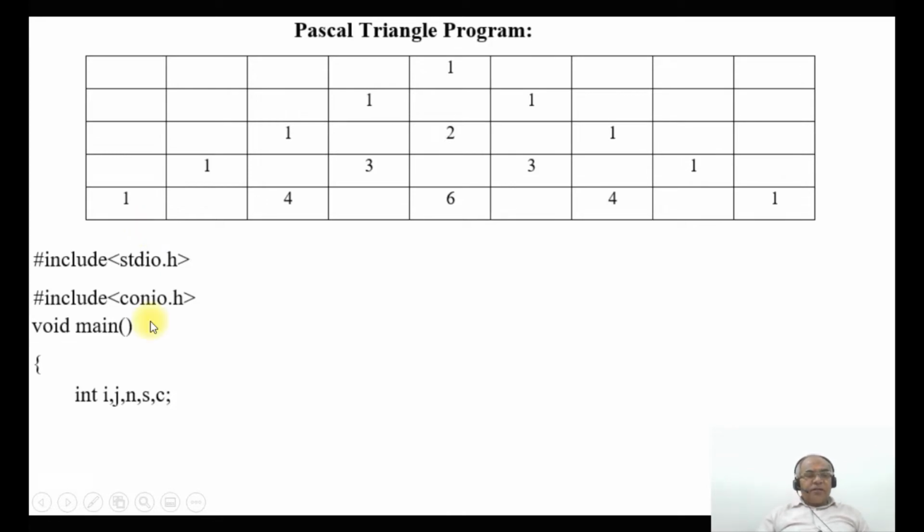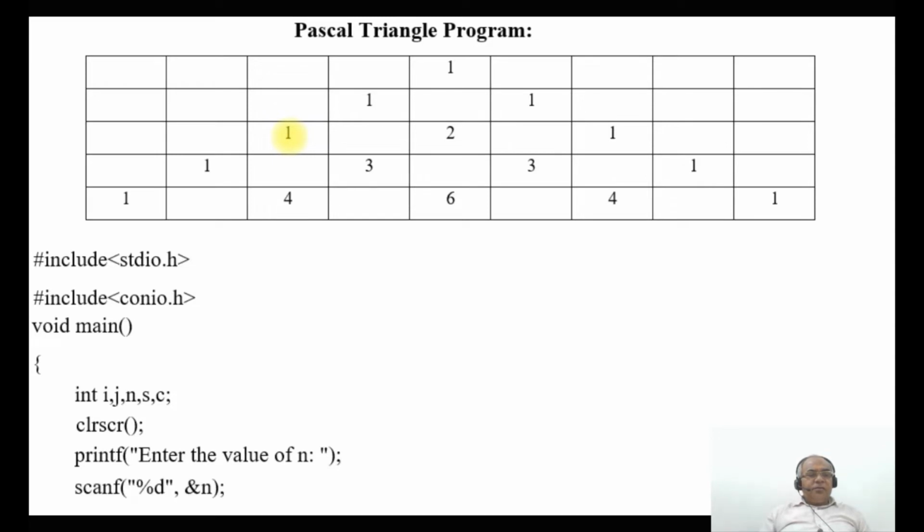So here s is for the space and c for the character which we want to enter here. So now clear screen, and then we enter the value of n. So we are going to read the value of n. Then for i is equal to 0, i is less than n, i plus plus. So for s is equal to 1, s less than or equal to n minus i. Why that n minus i?